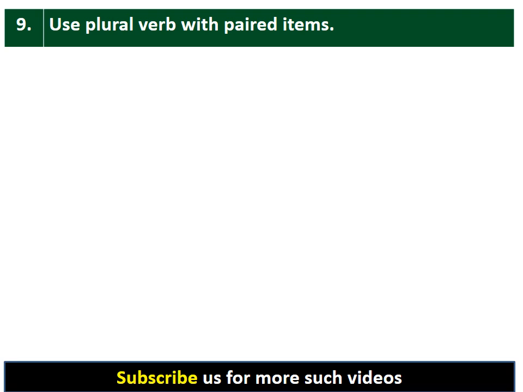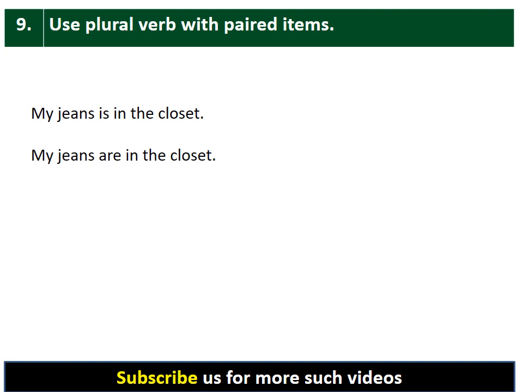Now rule number 9, use plural verb with paired items. We have a pair of sentences here. My jeans is in the closet. My jeans are in the closet. Which one is correct according to you? Of course, jeans, trousers, scissors, spectacles, goggles, these are paired items which are considered plural unless we have used "a pair of" with them. Here we don't have "a pair of." So "my jeans is" will be wrong. "My jeans are" will be correct.